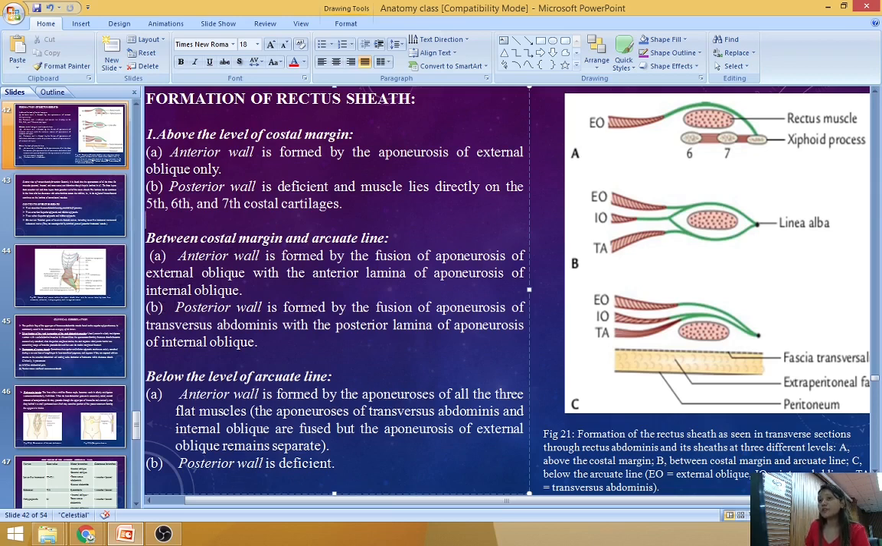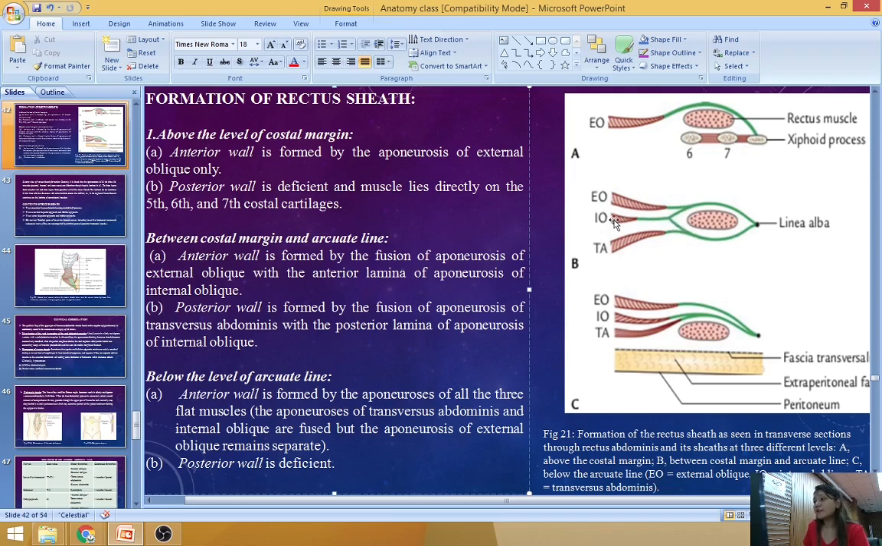So between the costal margin and the arcuate line, the anterior wall is formed by fusion of the aponeurosis of the external oblique with the anterior lamina of the internal oblique aponeurosis. So this is the external oblique, this is the internal oblique. This internal oblique has two lamina, anterior and posterior lamina.